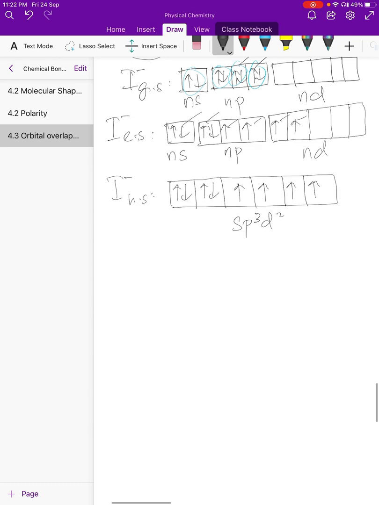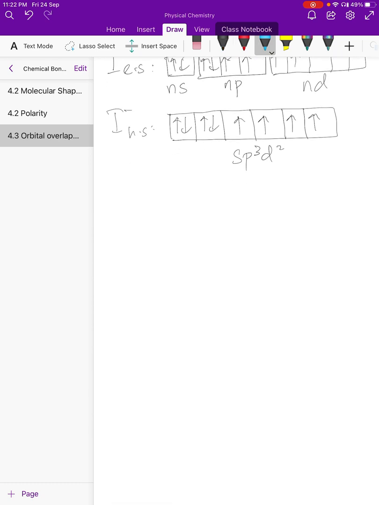Now we are going to draw octahedral. So I hope students remember octahedral. We need to have a square plane, so not rectangular, square plane. And then we need to have axial positions. So our central atom is iodine. And then we have one, two, three, sorry, three, four, then five, six.